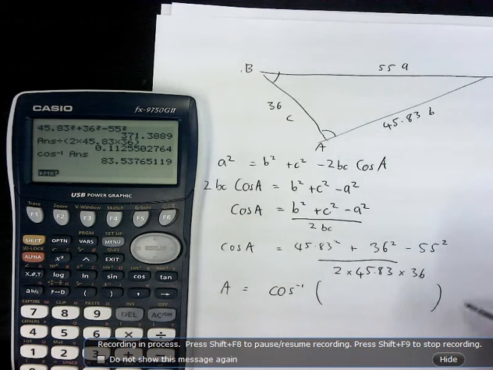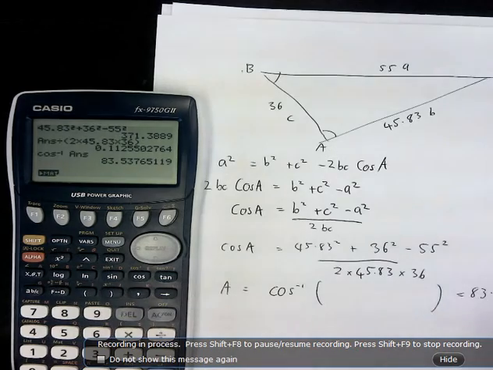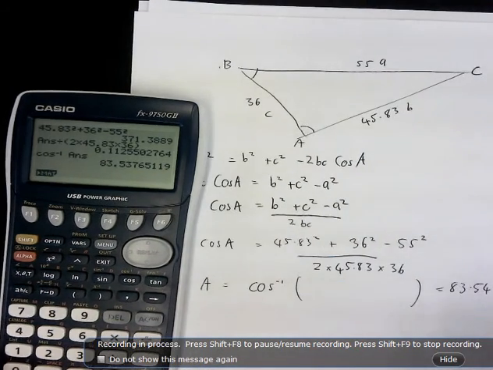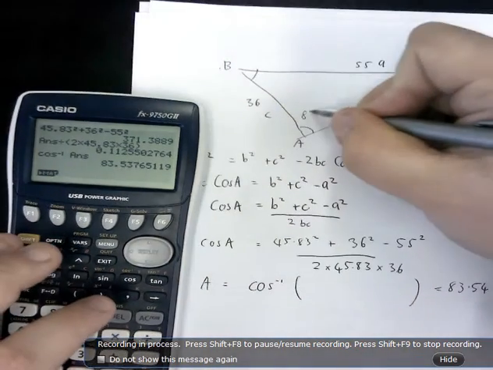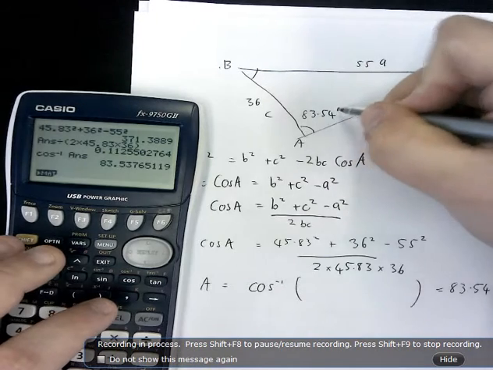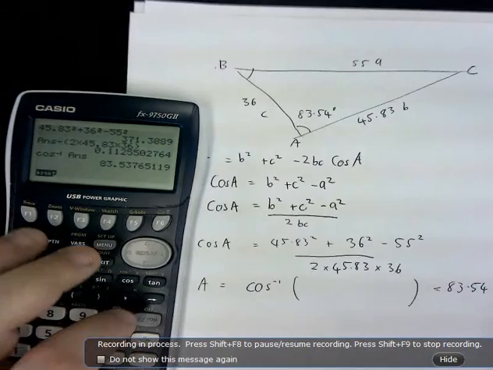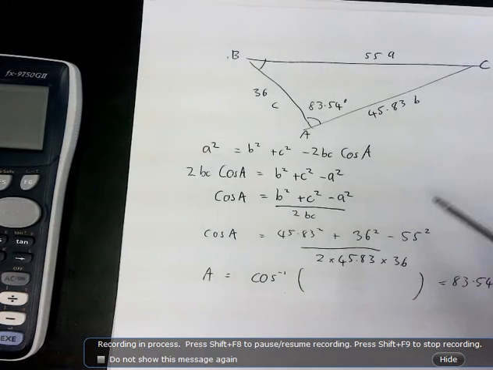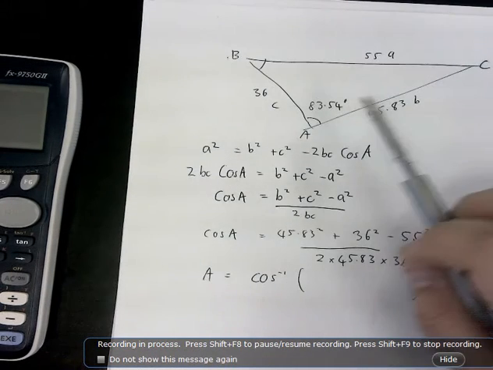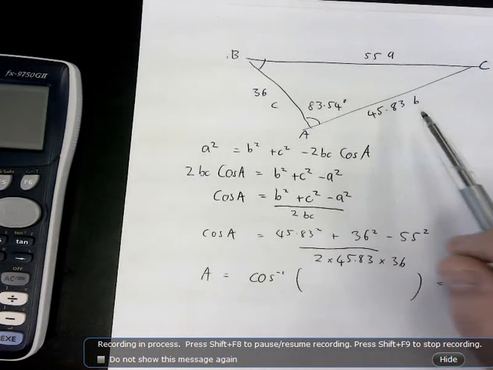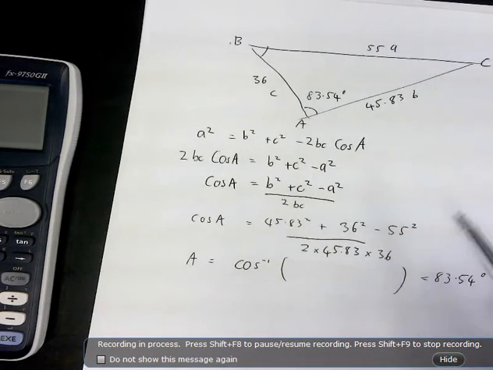83.54 degrees. Okay, so now I know this angle here, 83.54 degrees. Once again, I think I will use the sine rule. It's a little bit quicker. So now I know an angle and its opposite side. I can use the sine rule to figure out angles B and C.